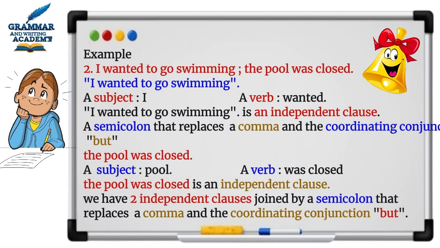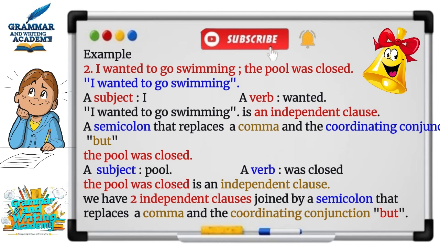This independent clause is followed by a semicolon that replaces a comma and the coordinating conjunction but. The second part is, the pool was closed. Here we have a subject which is pool, a verb phrase which is was closed. So we have a complete thought. The pool was closed is an independent clause. We have two independent clauses joined by a semicolon that replaces a comma and the coordinating conjunction but. I hope it becomes clear.